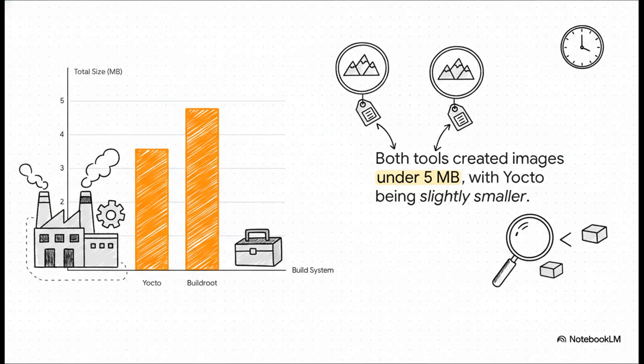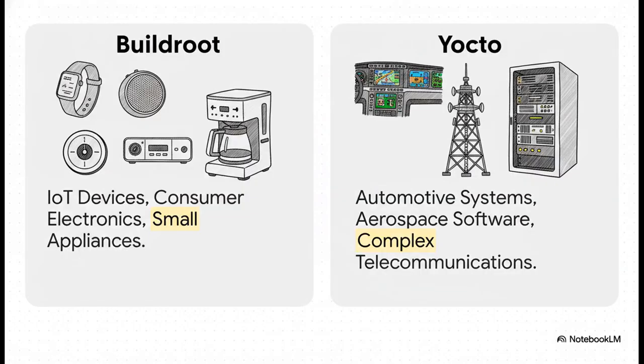First off, both of them did an incredible job, creating systems that were less than 5 megabytes. That's tiny. But here's the kicker, the part I did not see coming. It was actually Yocto, the big, complex factory, that managed to create the smaller image. It came in at just 3.6 megabytes. How about that? Now hold on, this doesn't mean Yocto is just flat out better. What it really shows is just how powerful and fine-grained its control can be.